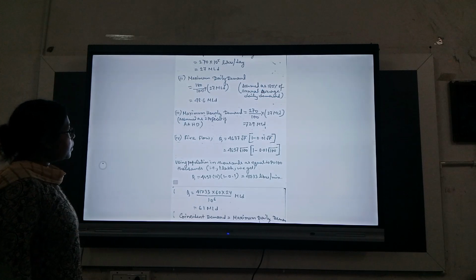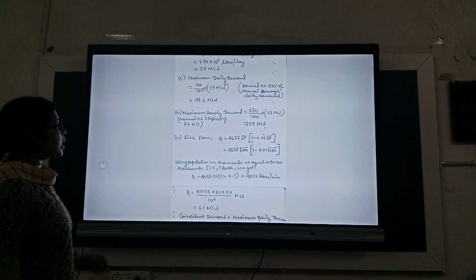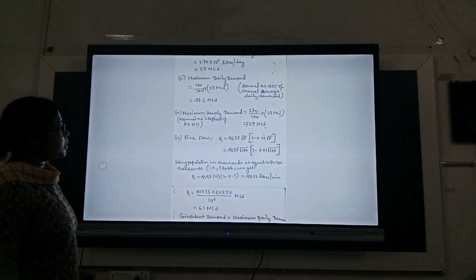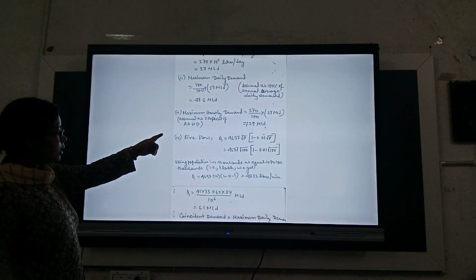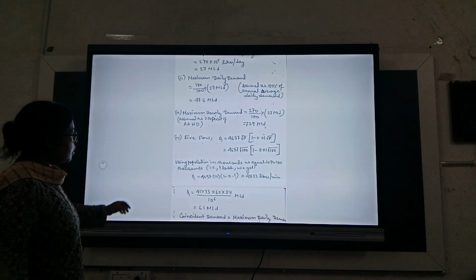Third is maximum hourly demand. It is also assumed as 270% of the annual average hourly demand is our maximum hourly demand. So 270 by 100 into 27 MLD, again we are getting 72.9 MLD.